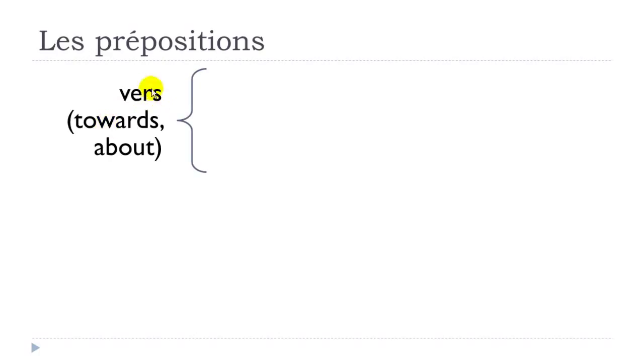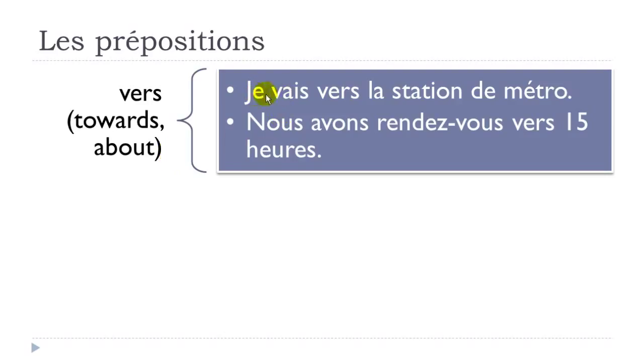Vers, so you don't pronounce the final S, means towards or about. Je vais vers la station de métro. So I am walking in that case, because I used to say je vais, so I'm sorry, it's aller. Je vais vers la station de métro, so I go. You can walk or maybe you could drive, in fact. But then, je vais, I go towards, donc la station de métro.